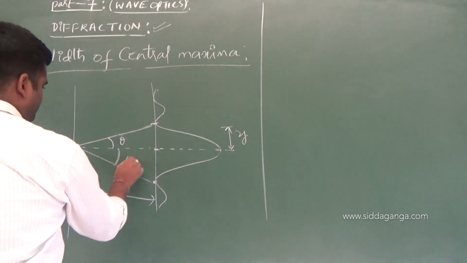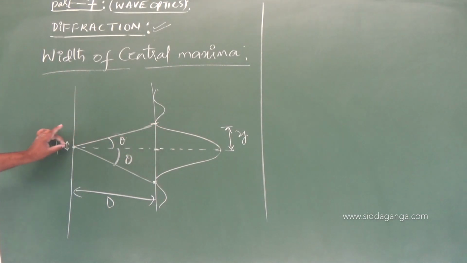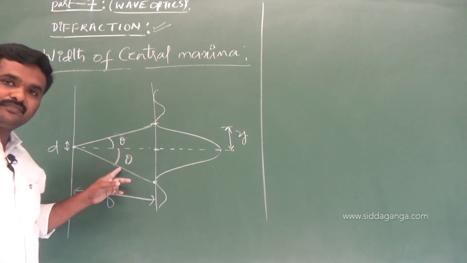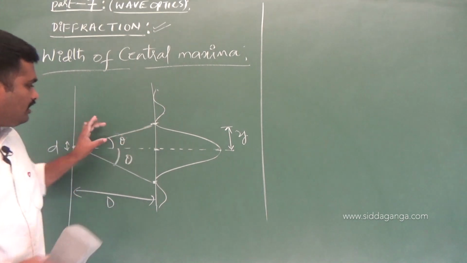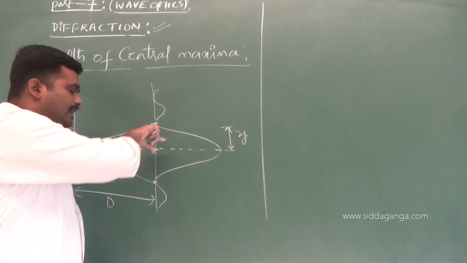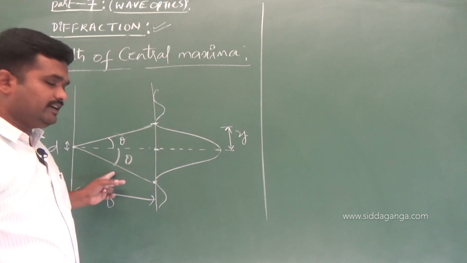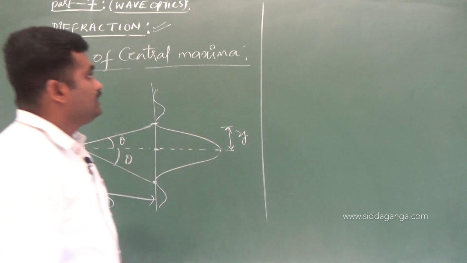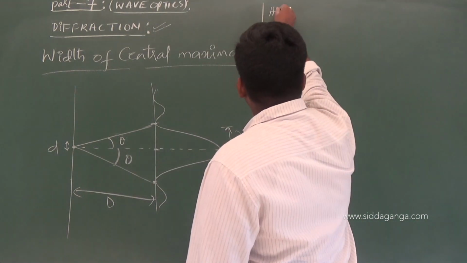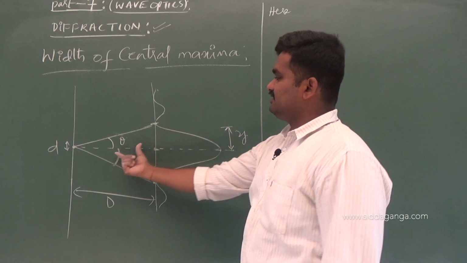If it is theta, what is the angular width of central maxima? The central maxima is having how much angular width now? 2 theta. Theta is the half angular width of central maxima. 2 theta is nothing but the angular width of central maxima. The complete angular width of central maxima, if you want to find, you need the value of 2 theta. So from the geometry of this, what can you write? This is the opposite and this is the adjacent side.